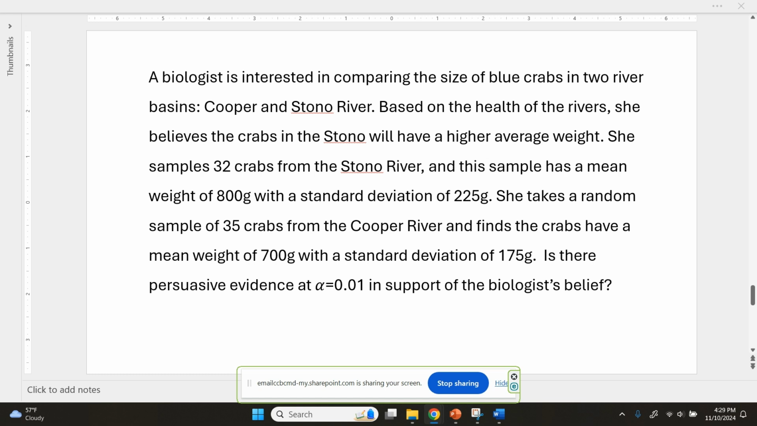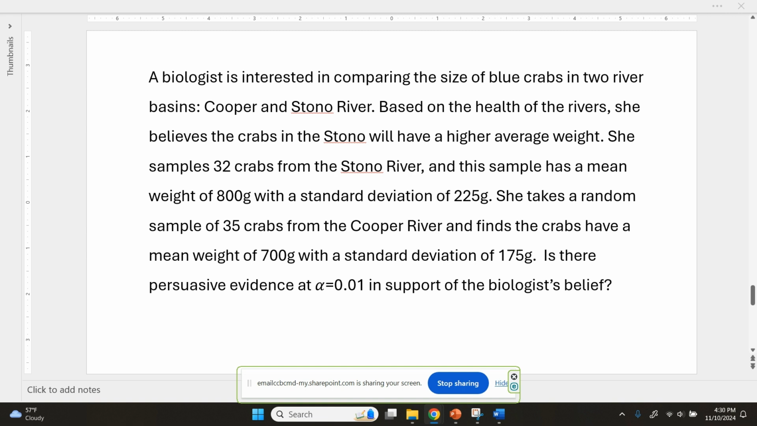She samples 32 crabs from the Stono River, and this sample has a mean of 800 grams with a standard deviation of 225 grams. She takes a random sample of 35 crabs from the Cooper River and finds the crabs have a mean weight of 700 grams with a standard deviation of 175 grams. Is there persuasive evidence at the 0.01 significance level in support of the biologist's belief?